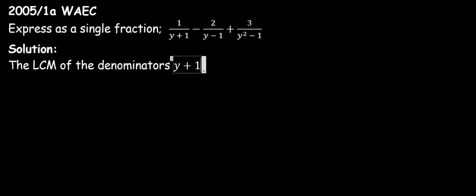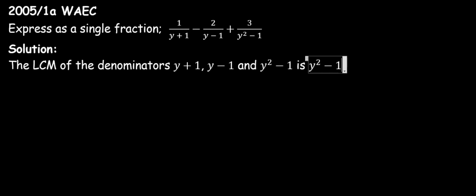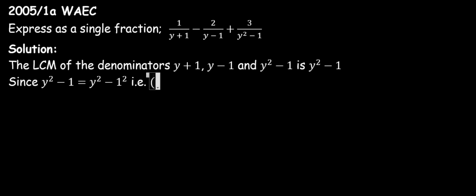Another example. Express as a single fraction 1 divided by y plus 1 minus 2 divided by y minus 1 plus 3 divided by y squared minus 1. Solution. The LCM of the denominators y plus 1, y minus 1, and y squared minus 1 is y squared minus 1. Since y squared minus 1 is the same as y squared minus 1 squared, which is the same as y minus 1 bracket open and close into another bracket open and close y plus 1.